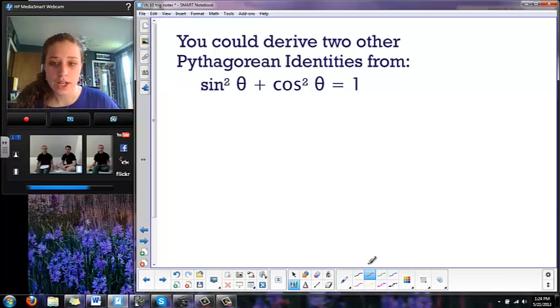What we're going to do is manipulate the equation a little bit to get out 2 other forms. So I'm going to divide every single one of these terms by sine squared theta. The reason I'm allowed to do that is because if I divide all of the terms, it's algebraically allowed. You know what I mean?